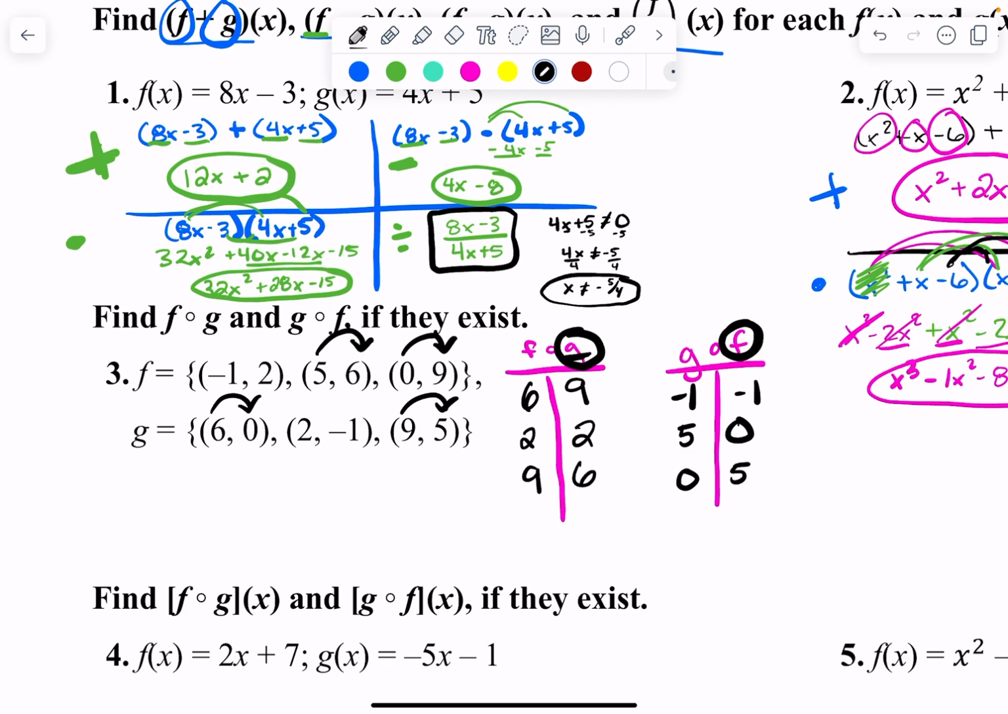And those are my two tables for F composed of G and G composed of F. You could write those out as an ordered pair, like this is the ordered pair 6, 9, but you don't have to. You can just leave them in table form, and that will work, okay?